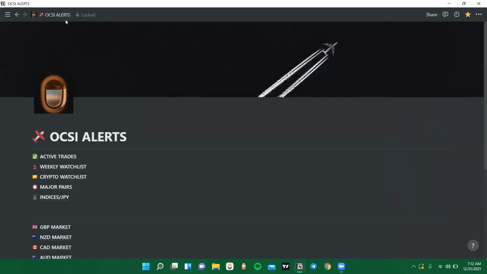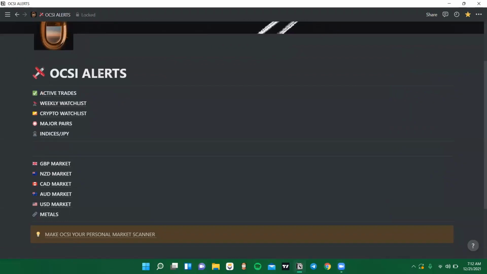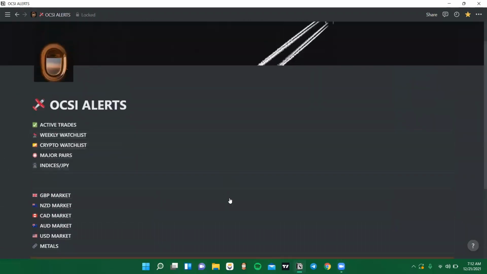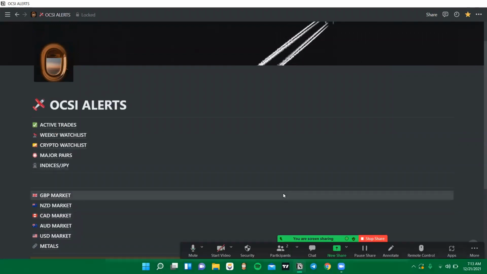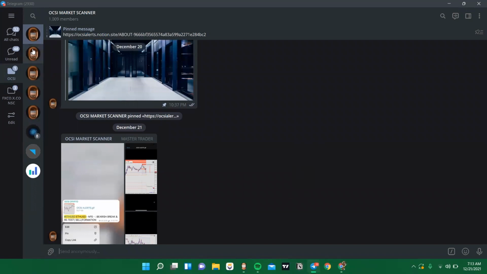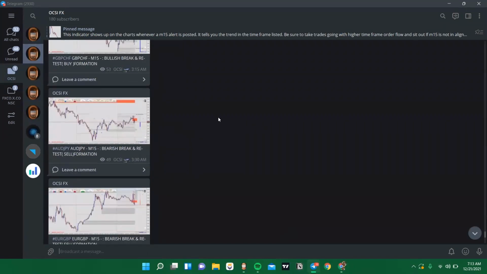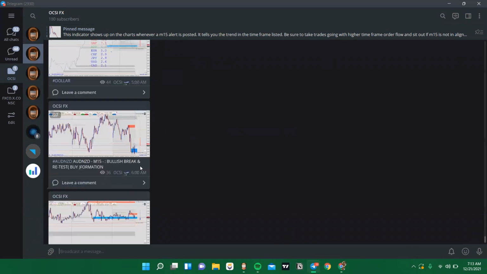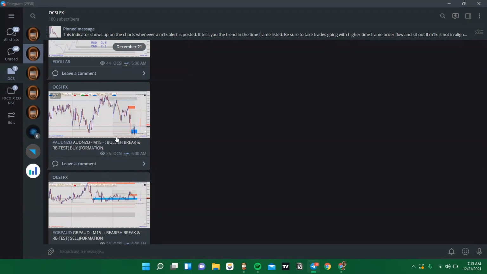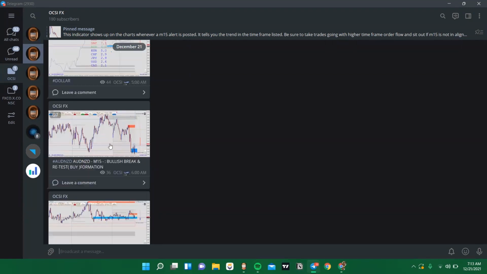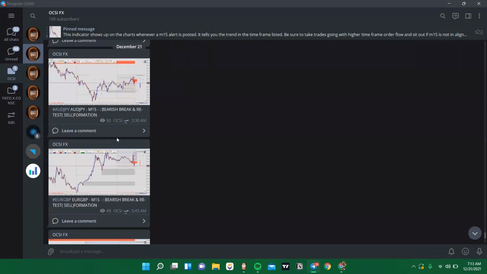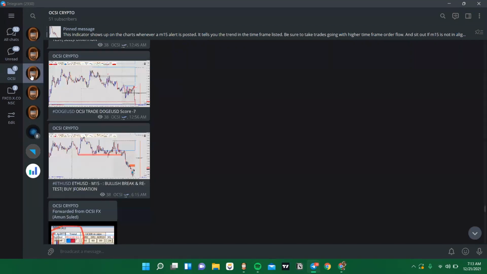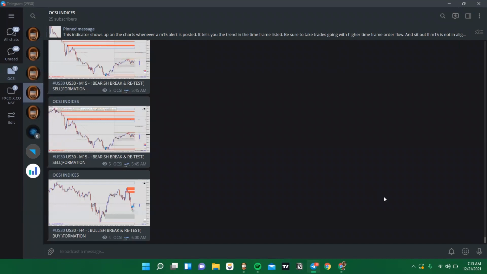What we're looking at here is the OCSI alerts watch list. Okay. Now, how this works is, I think about it like this. During the week, the market scanner automatically sends alerts based on market order flow, supply and demand, and stuff like that. Okay. These alerts that come out are most of the time very good alerts.